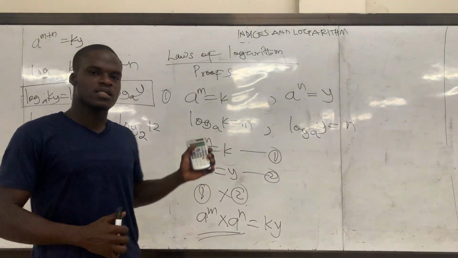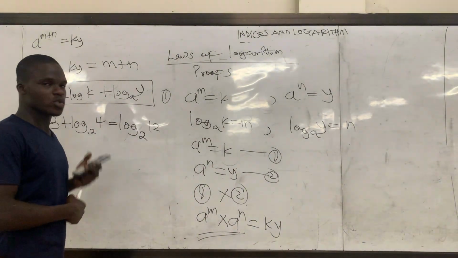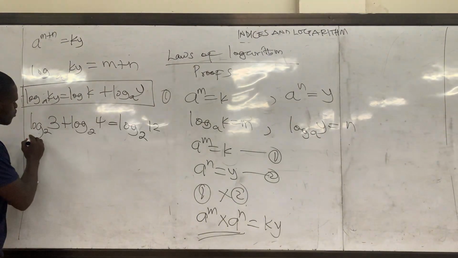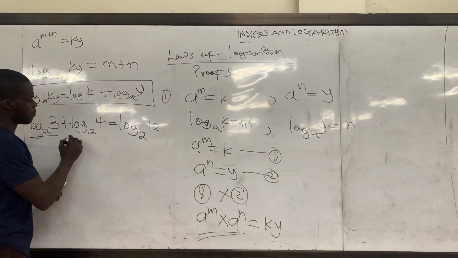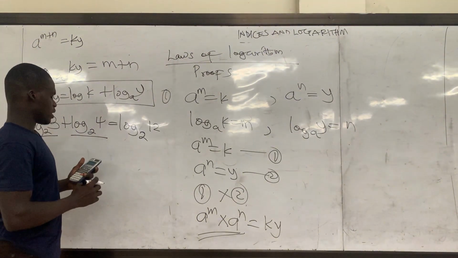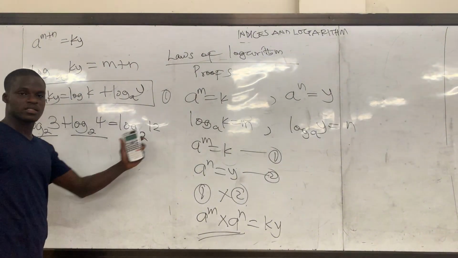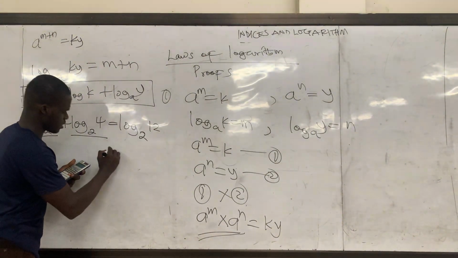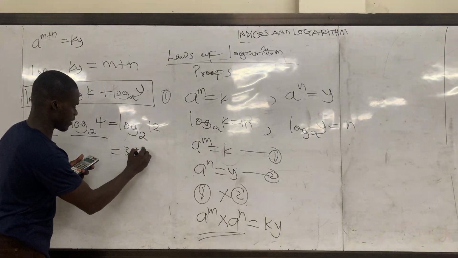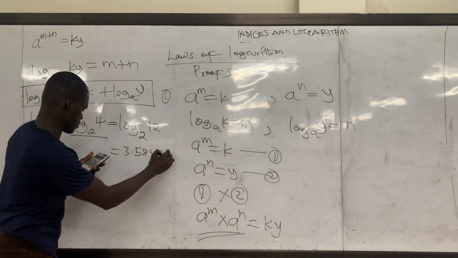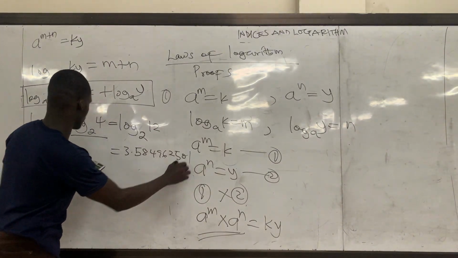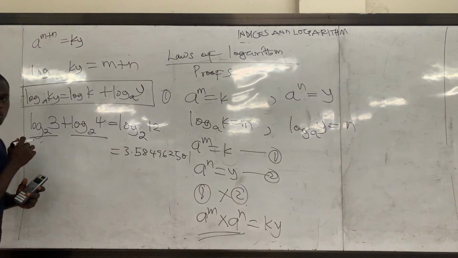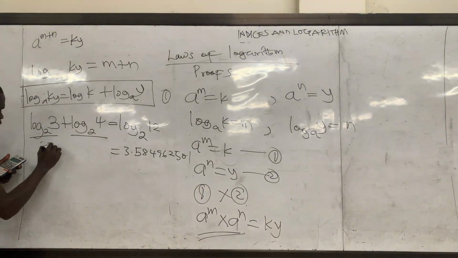So to know whether this is actually the case, what you just have to do is take your calculator, press log 3 base 2 plus log 4 base 2, and then check whether the answer is the same as log 12 base 2. The answer for log 12 base 2 is 3.5849625501.